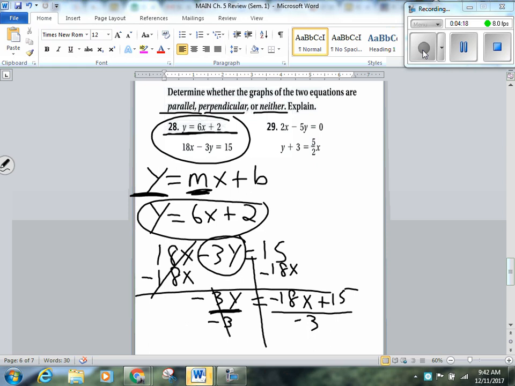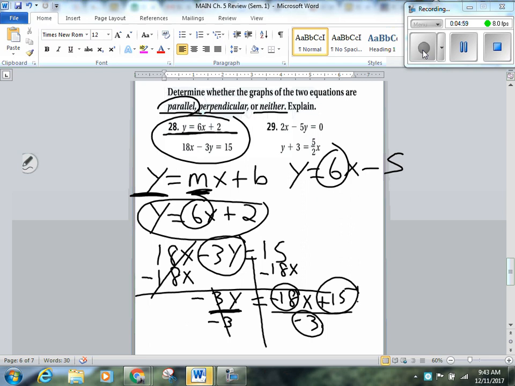This cancels out to y equals -18 divided by -3 is a positive 6x. We have 15 divided by -3. That equals -5. Let's clarify that one more time. That equals -5. And if I take a look at my slopes, this one is a 6. This one is a 6. Since they are the same slope, they are then parallel.